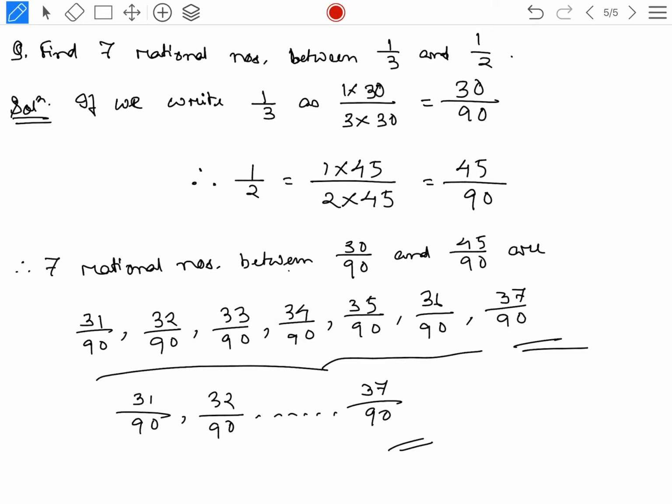Okay, so this thing will be more clear to you when we solve the next exercise, that is exercise 1D. When we solve exercise 1D, then you will understand. So in our next class we are going to solve exercise 1D, and also we are going to solve some word problems. Okay, so for today, practice what we have learned. Very short things we have learned today, that is to find rational numbers between two given numbers.